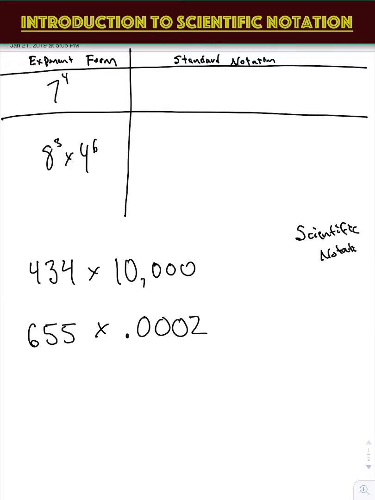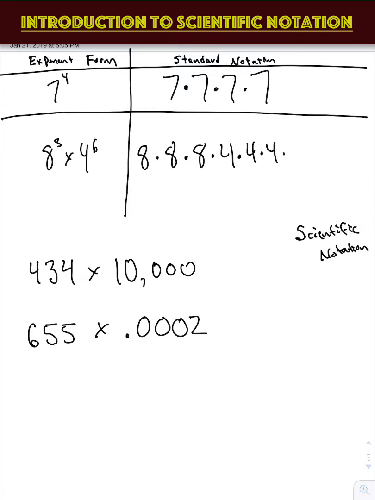So basically, up top we have our exponent form, which is 7 to the 4th power. Standard notation just means that written out, so it'd be 7 times 7 times 7 times 7. For 8 to the 3rd times 4 to the 6th, this would just be 8 times 8 times 8, there's 3 8s, and then 4 times 4 times 4 times 4 times 4 times 4, 6 4s. So that's how exponent form and standard notation works.